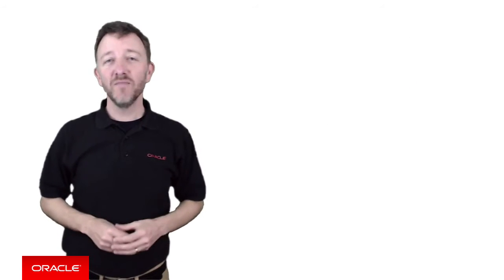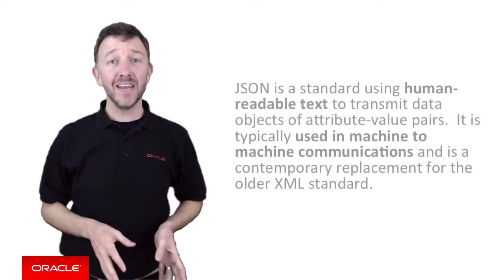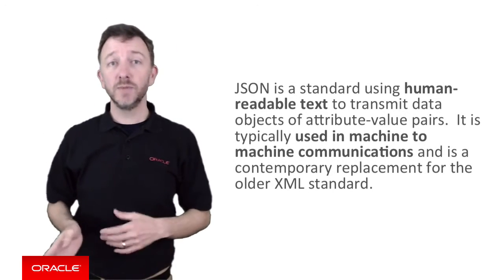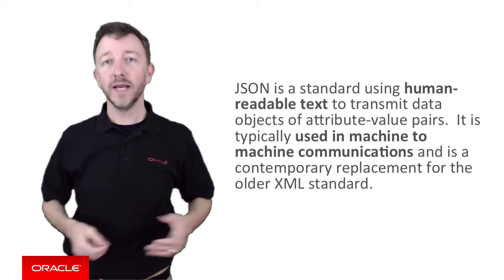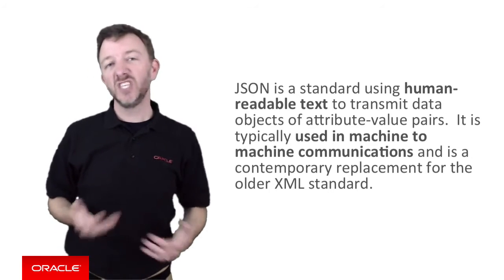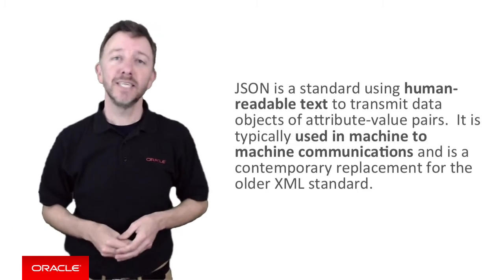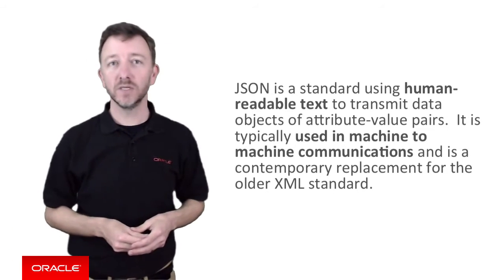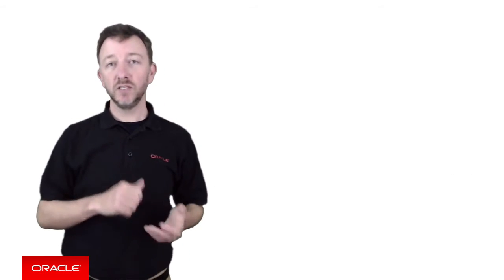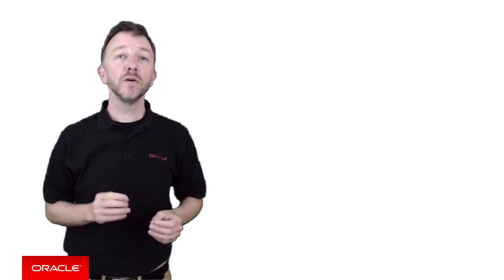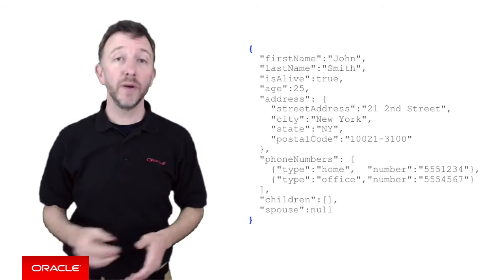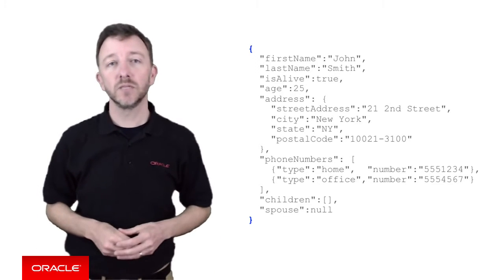All right, so at this point, I've mentioned JSON several times, so it's probably a good point to discuss, hey, what is JSON? So JSON is a standard using human-readable text to transmit data objects of attribute-value pairs. Now, it is typically used for machine-to-machine communications, such as mobile app-to-server communications, and is a contemporary replacement for the older XML standards. Now, amongst all the different episodes you've been watching, you've probably seen JSON examples already, but let's have a look at a further one that I borrowed from Wikipedia to explain the main concepts.